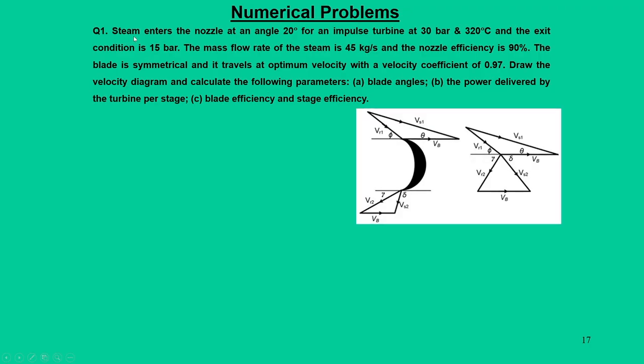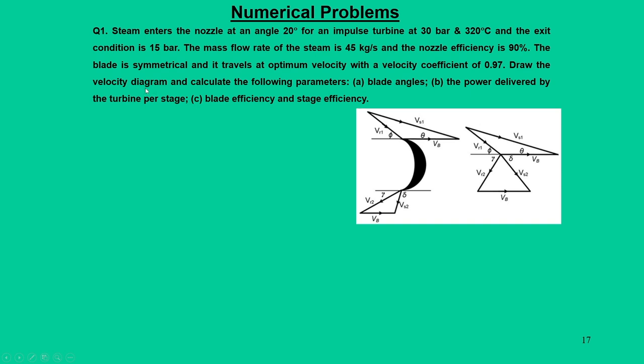What it says is that the steam enters the nozzle at an angle of 20 degrees for an impulse turbine at 30 bar and 320 degree centigrade. Exit condition is 15 bar. The mass flow rate of the steam is 45 kg per second and nozzle efficiency is 90%. The blade is symmetrical and it travels at optimum velocity with a velocity coefficient of 0.97. It means that the blade is symmetrical and due to friction only, there is a small loss of 3% of velocity from the entrance to the exit.